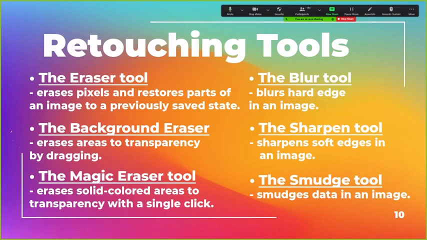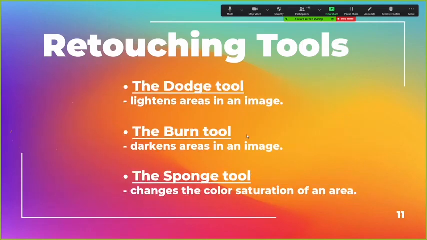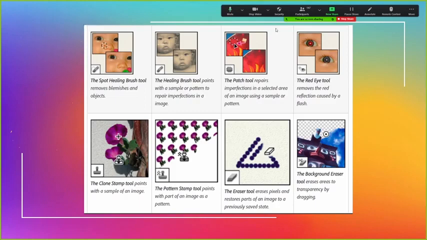So, in the next slide, there's more. The dodge tool, the burn tool, and the sponge tool. So, they lighten areas in an image, darken areas in an image, and then change the color saturation of an area. So, I'm explaining quickly because of course we have another lesson. This is just a refresher. But this is our next slide. So, this shows the uses of the tools in an overview. So, I won't demonstrate.